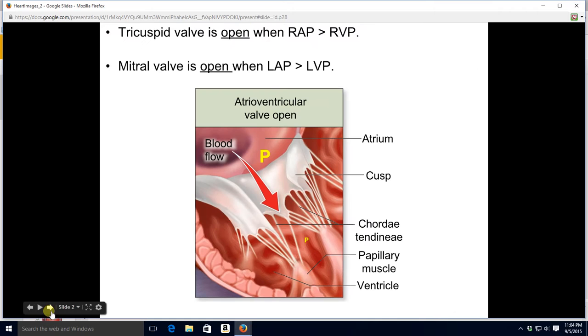All right, let's talk about what makes these valves open. So here's the deal. Valves are going to open when blood is going the right way. In the case of the tricuspid valve, the right way is from the right atrium to the right ventricle. That's only going to occur, and thus the valve is only going to be open, when right atrial pressure exceeds right ventricular pressure. Similarly, the mitral valve is going to open when blood is moving from the left atrium to the left ventricle. That's only going to occur when left atrial pressure exceeds left ventricular pressure.